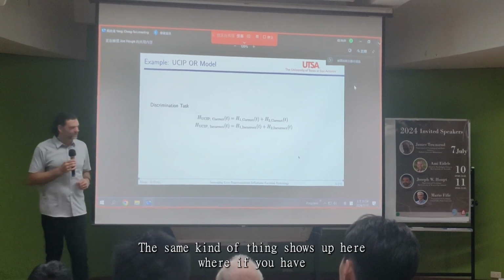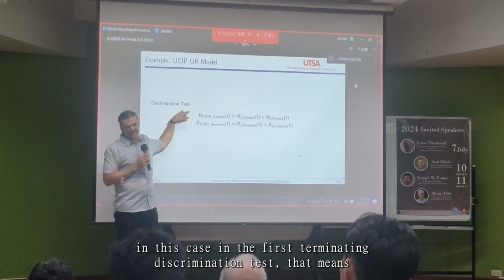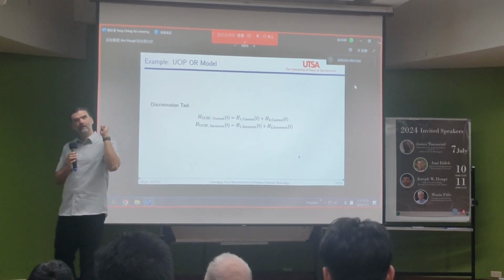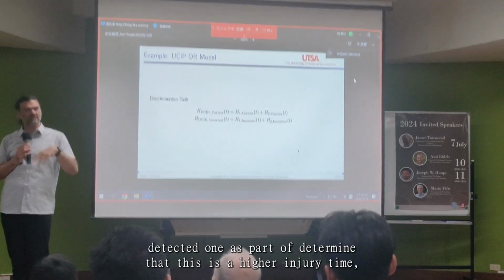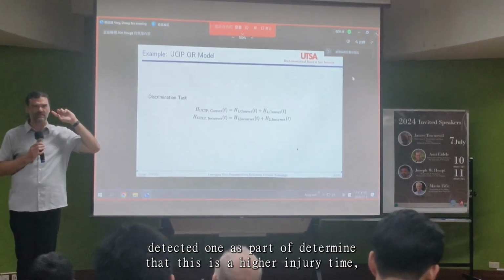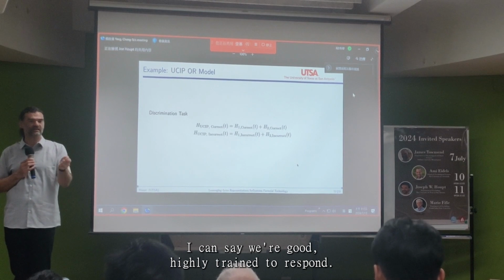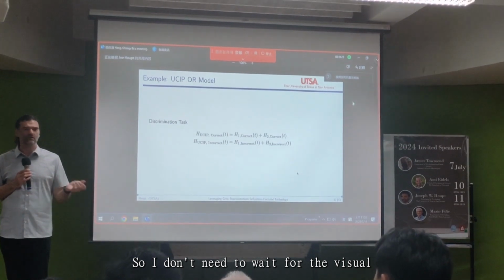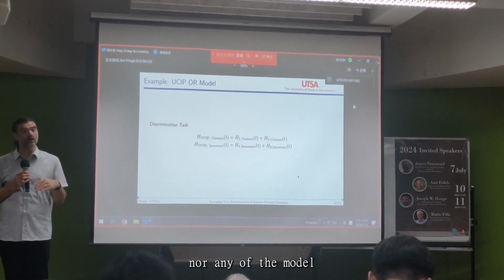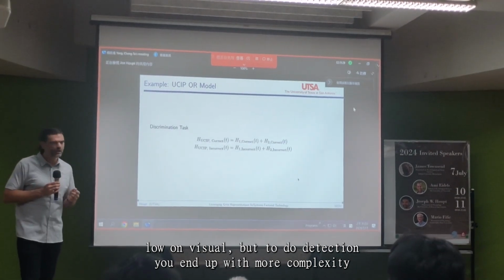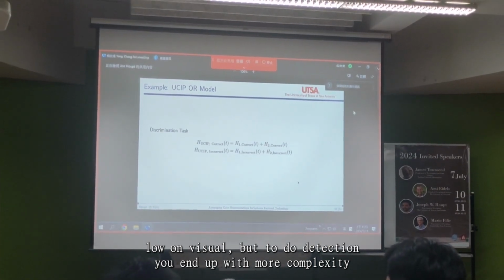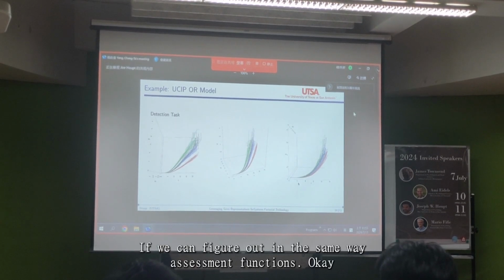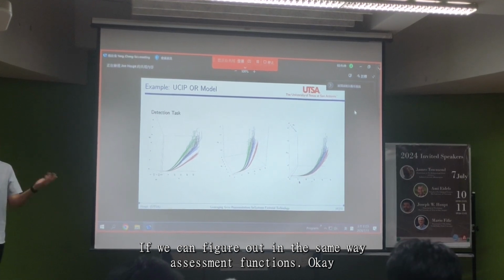The same kind of thing shows up here, where if you have, in this case, a first terminating discrimination task, that means as soon as I've detected one as targeted, or determined that this is a high auditory tone, I can say, we're good, it's high auditory, I'm going to respond. So I don't need to wait for the visual, nor any of the low auditory, low visual things. But to do detection, you end up with more complexity, and you accidentally thought it was high when it was low on the auditory, and you have to account for that in the same way that the assessment functions have to account for that.